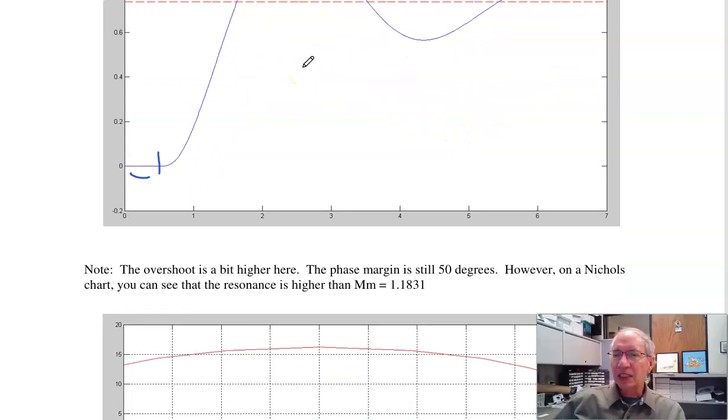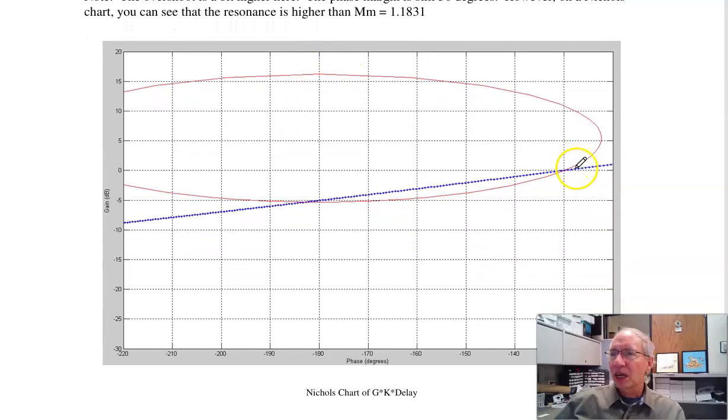The reason for that you can see on the Nichols chart. I again am designing for phase margin, so I intersect the M circle at 0 dB minus 130 degrees, but now I actually pass inside the M circle quite a bit, so I'm getting closer and closer to minus 1. The closeness, moving inside the M circle, also means you have more overshoot. What I really want to do is design to be tangent, but designing for phase margin just designs for this point.